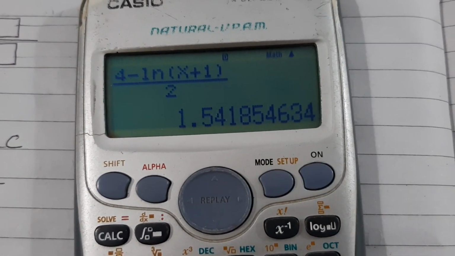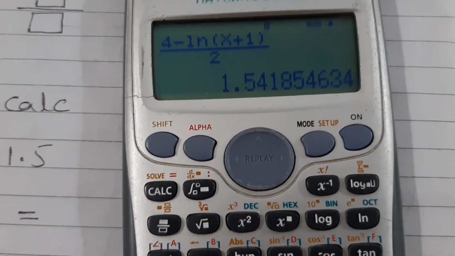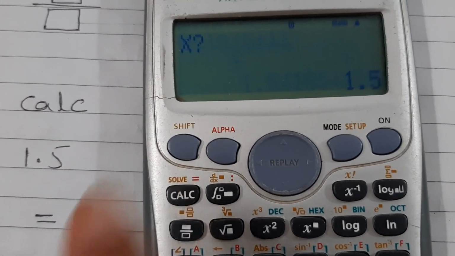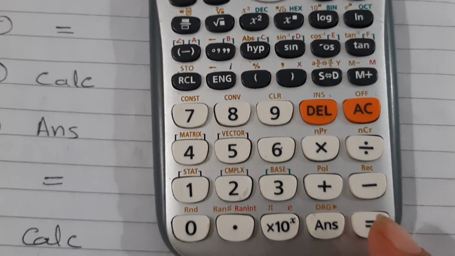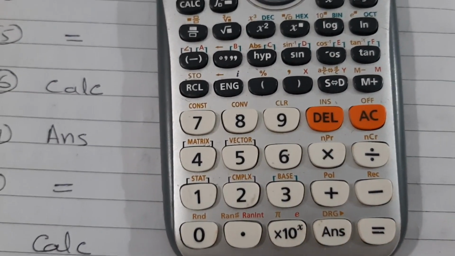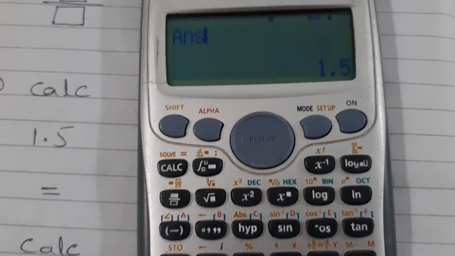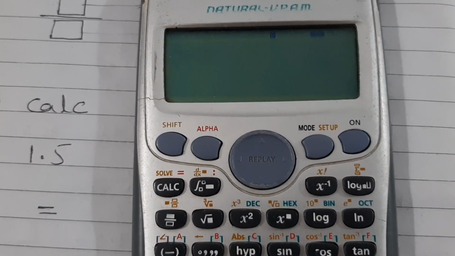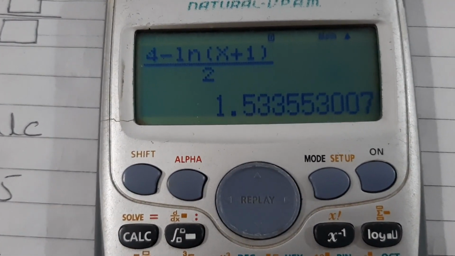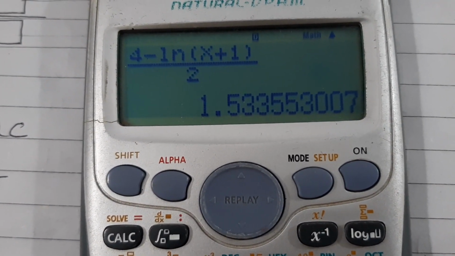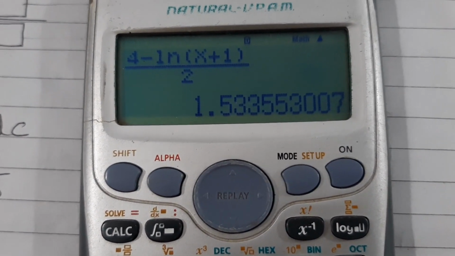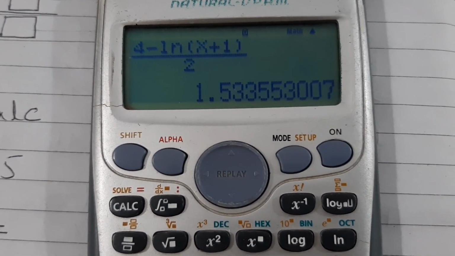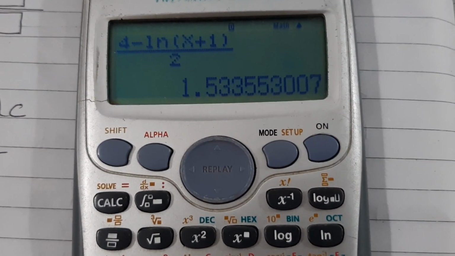x2. Next, what I will do now is press CALC again and then press Answer. Answer means it will pick up the previous answer. And I will press equals to. So it is giving me the next answer, which is 1.5335. So this is my second iteration. Now this is the value of x for the third iteration.